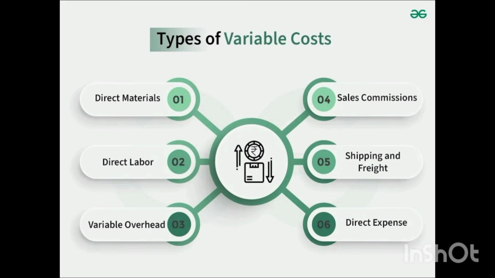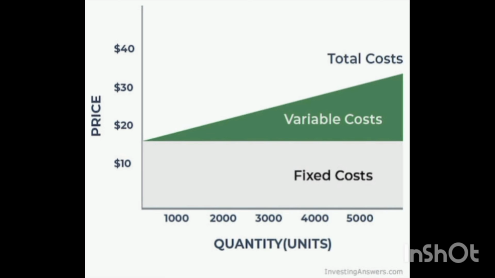The types of variable cost are direct materials, direct labor, variable overhead, sales commission, shipping and freight, and lastly direct expenses. If you are making 100 pieces of a product, suppose you have a cost of 100 rupees, and if you are making 200 pieces, then you have a cost of 200. So this will increase as the number of products increases. So this is a graph. These are your fixed costs like your rent, utilities, and the other one is your variable cost. If you add both of them, you get your total cost.